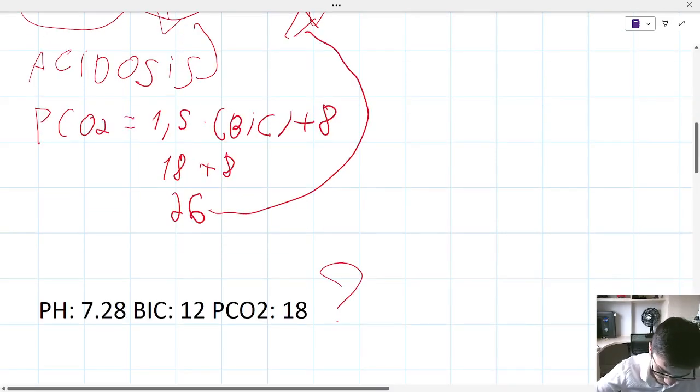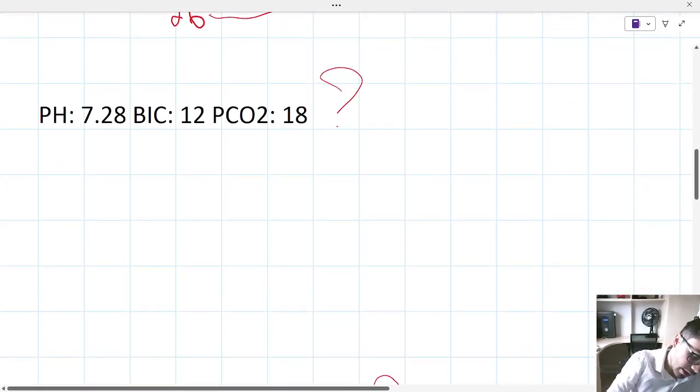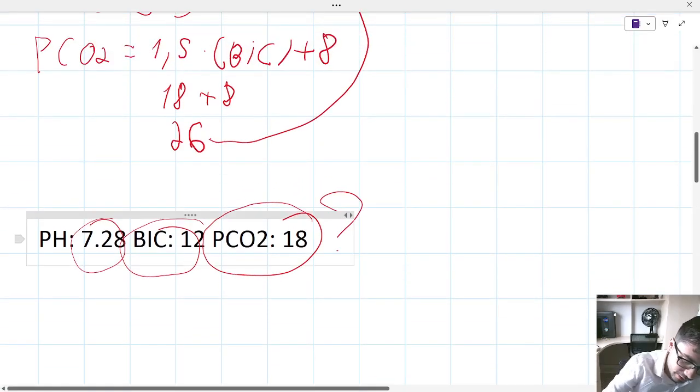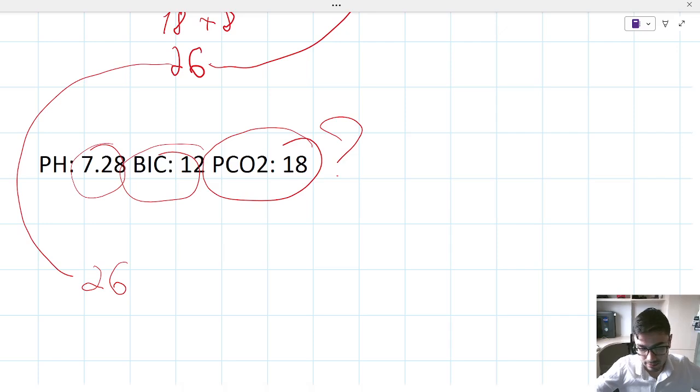Okay, but what if we change this PCO2 value a little bit? Okay, we still continue with an acidosis. Okay, the bicarb is still low, but the PCO2 is even lower. Okay, so what does that mean? Okay, the desired value for the PCO2 continues to be 26. Okay, but the lungs kind of hyperventilated in here and they eliminated more CO2 than we wanted.